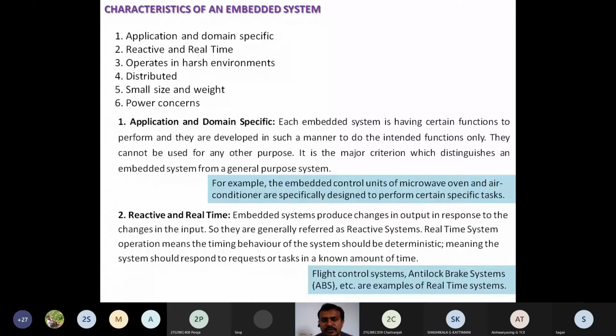Another example is a flight control system. Whatever embedded system we design for a flight, the controlling units must be real time. Then comes the car. Nowadays cars are featured with the anti-lock braking system, ABS. This ABS system is nothing but a real-time one.